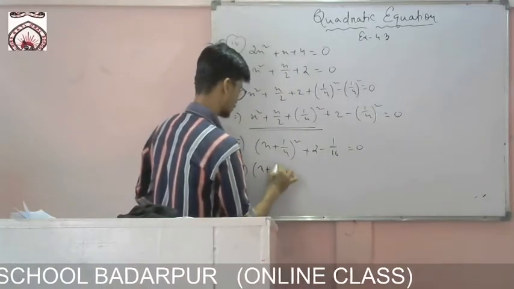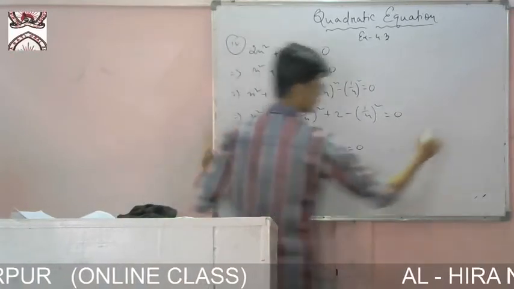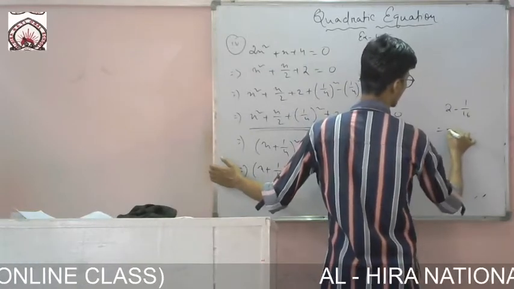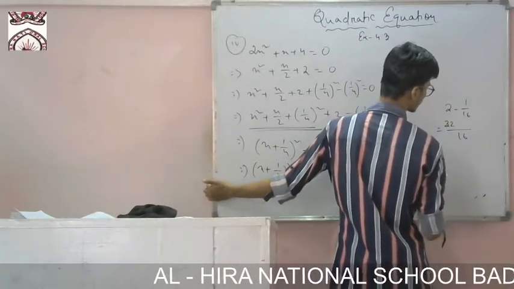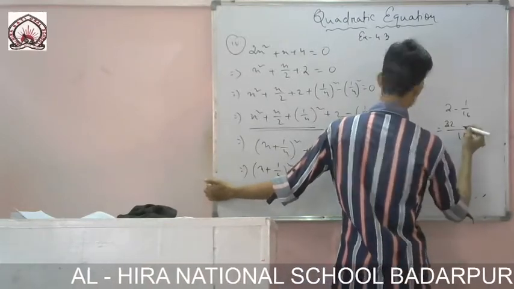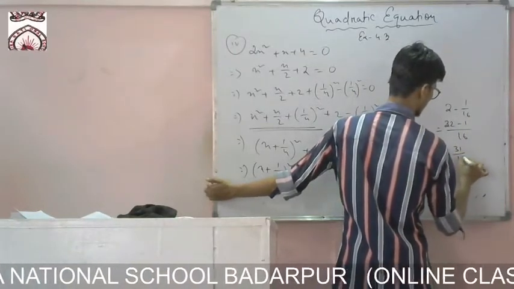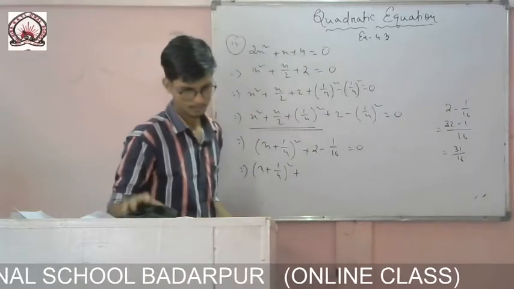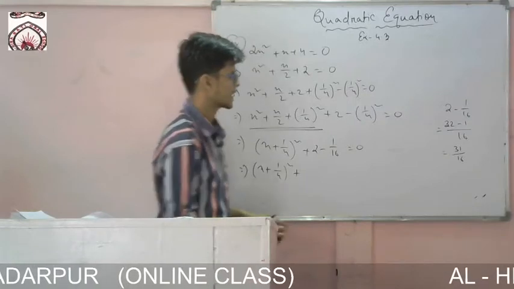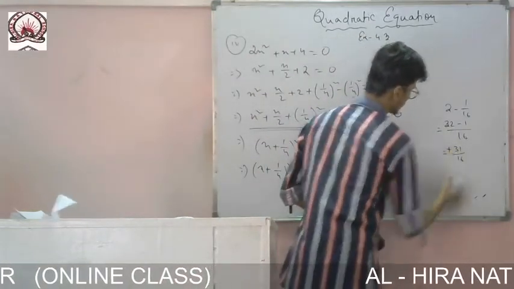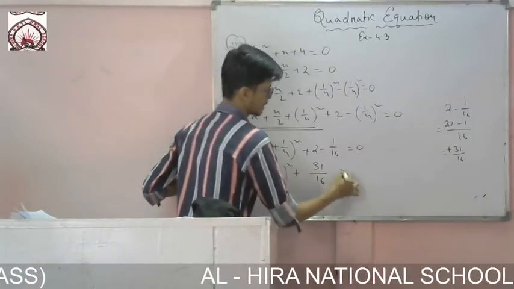So x plus 1 by 4 whole thing square plus, if I solve this one, 2 minus 1 by 16. The LCM will be 16, 16 2s are 32, minus 1, so that means 31 by 16. The sign will be plus here, so the answer is x plus 1 by 4 whole thing square plus 31 by 16 equals to 0.